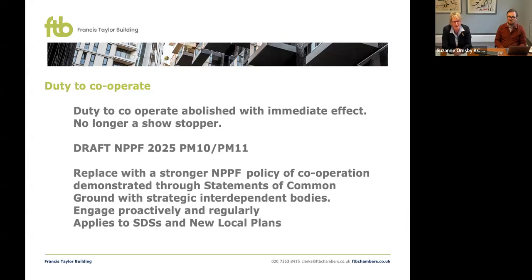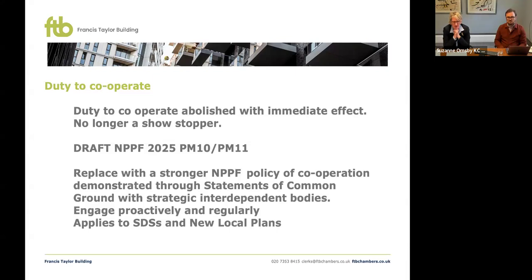But just a little bit of a recap in relation to some old friends, which are now no longer with us. The duty to cooperate, which to a large extent has been the bane of most local plan making authorities' lives, has, I think probably with great relief, now been abolished. So that is no longer a showstopper to prevent a local plan moving forward in the examination process. That is going to be replaced by a stronger NPPF policy of cooperation.